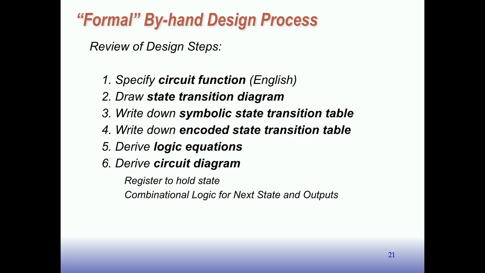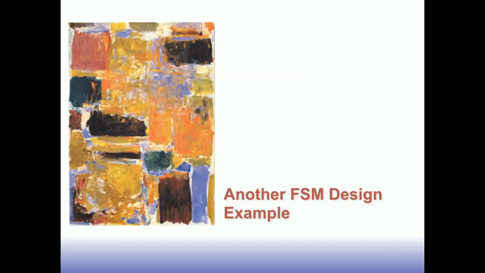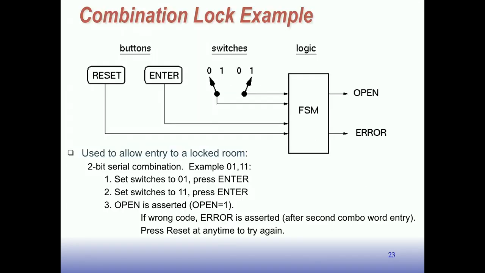So I'm going to show you a bigger example that's a little more exciting, a little more fun. Here's an example of a kind of baby combination lock. So this is a circuit here, a finite state machine. It's going to have 2 outputs. One is called open and one is called error. It has some switches that we can switch in order to enter a combination, and then it has a couple buttons that we can use to help enter the combination.